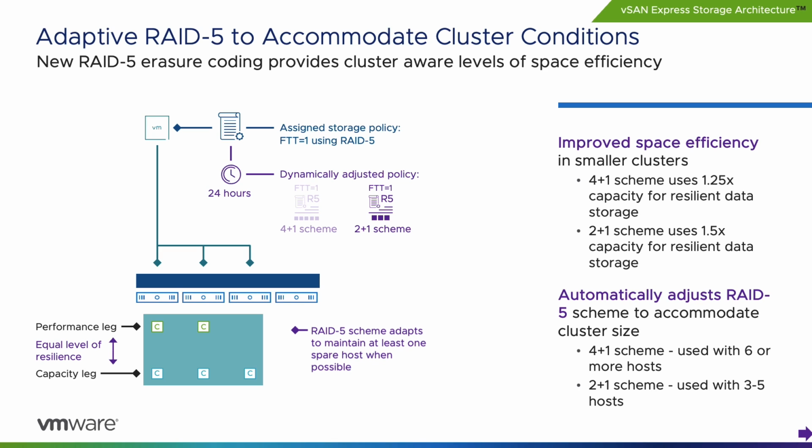A new 2+1 RAID 5 data placement scheme spreads data with parity across 3 hosts and will be used when clusters consist of 3 to 5 hosts. If the cluster host count is reduced below 6 hosts for a sustained period of time, the ESA will automatically adjust itself to the 2+1 RAID 5 data placement scheme so that the cluster maintains at least one spare host for rebuilding data in the event of subsequent failures. Since the vSAN ESA delivers the same levels of performance using erasure coding as it does with the RAID 1 mirroring policies, this means that customers will by default be able to store data at a more space-efficient level with a higher level of resilience that adapts to the size of the cluster.